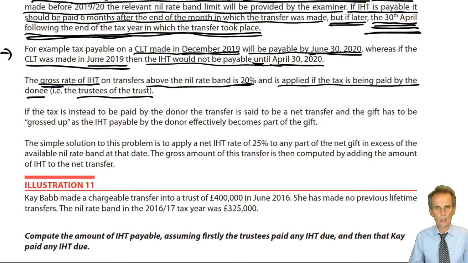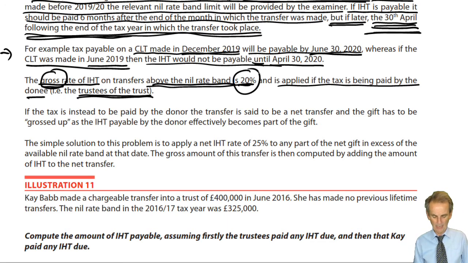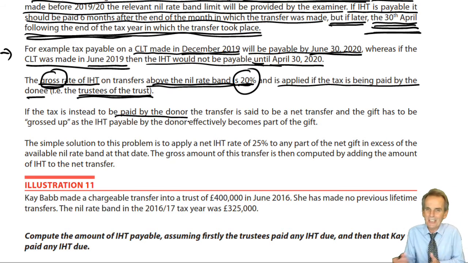So we need to know that if a question tells you, and it's going to tell you one of two things, but this first thing, if it tells you that the tax on the CLT was paid by the trustees of the trust, that means that the transfer was a gross transfer, and on the amount of that transfer above the nil rate band, obviously there's no tax up to the end of the nil rate band, but then the tax rate is 20%.